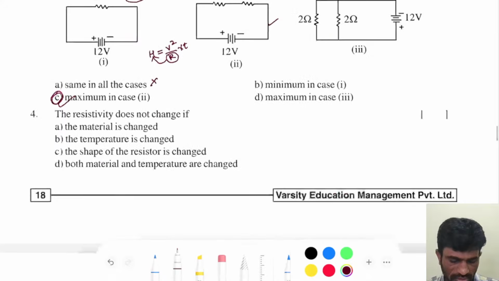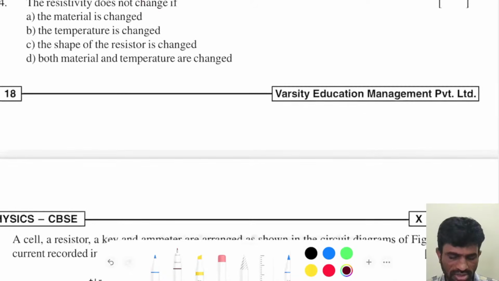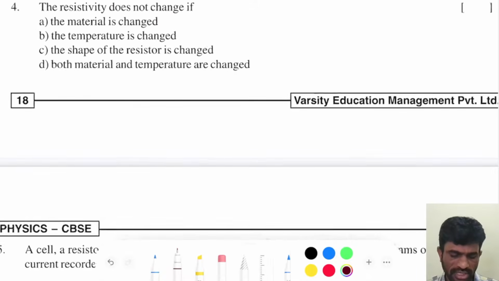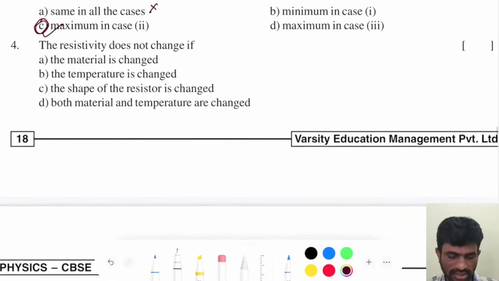Now question number 4, the resistivity does not change. Again, it is related to resistivity. The resistivity does not change if the material is changed or the temperature is changed, the shape of the resistor is changed, or both material and temperature are changed. It is related to resistivity again.